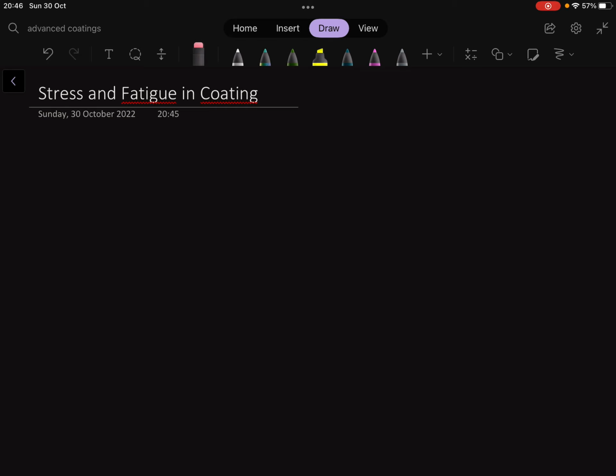We have different sources of stress during the coating growth, such as generation of residual or internal stresses, which are generated in PVD and CVD coatings during deposition and subsequent cooling from the deposition temperature.